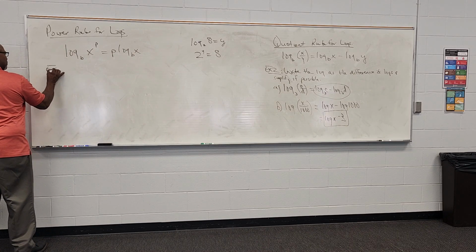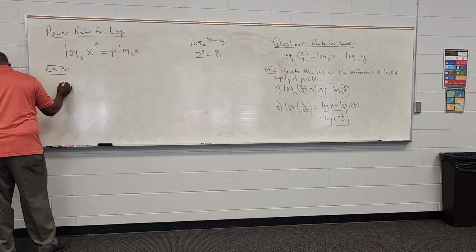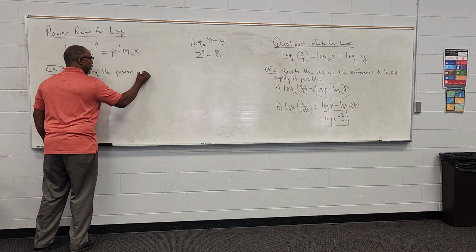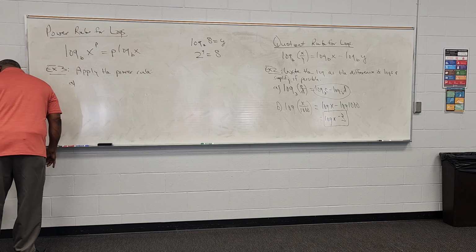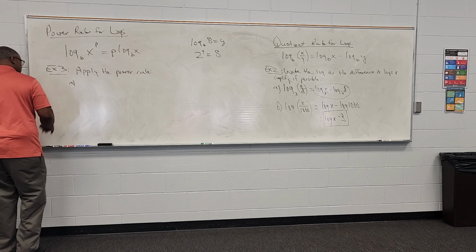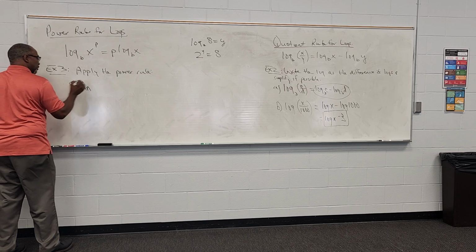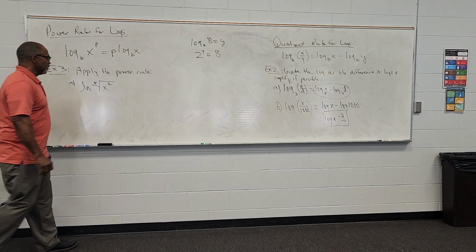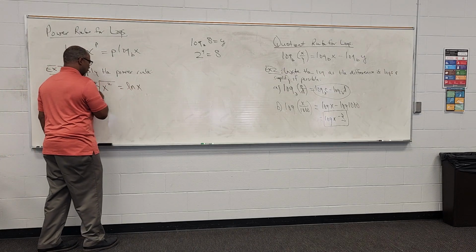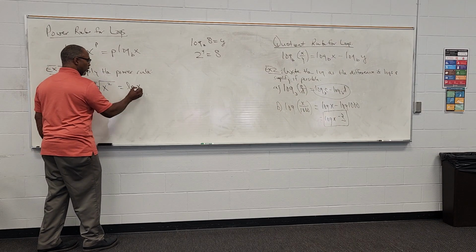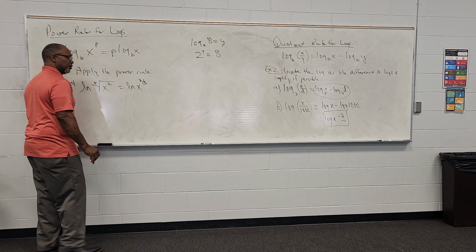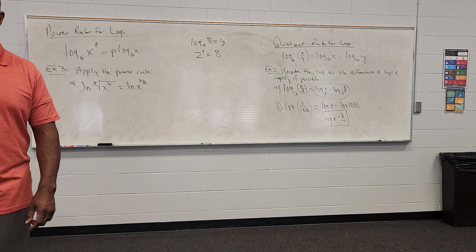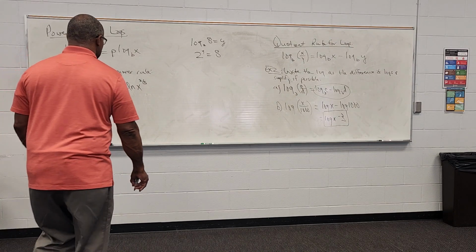So example 3 says apply the power rule. So A, they say ln of the fifth root of x squared. Well, the first thing is to rewrite that. Ln of the fifth root of x squared means ln of x to the 2/5 power. We talked about that before. We're converting from radical form into exponential form. The fifth root of x squared is the same thing as x to the 2/5 power.